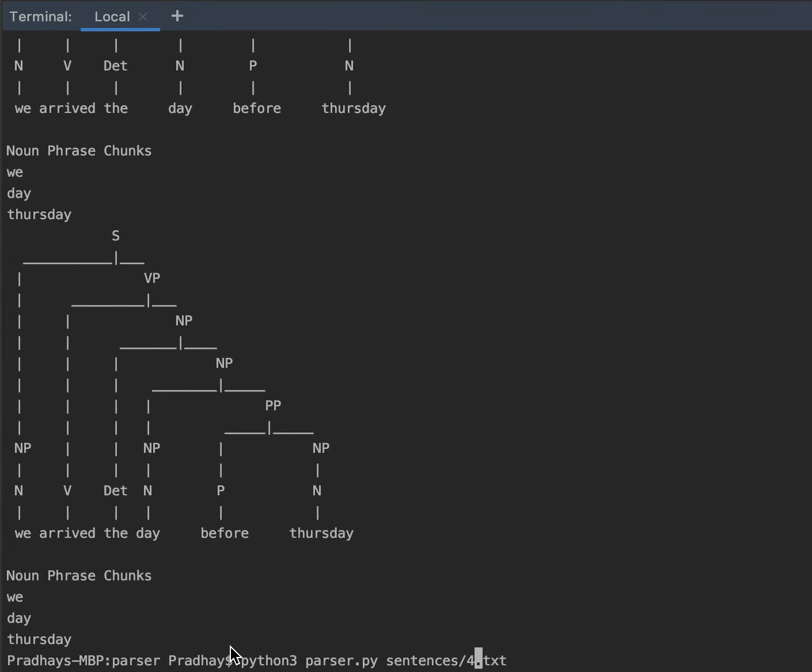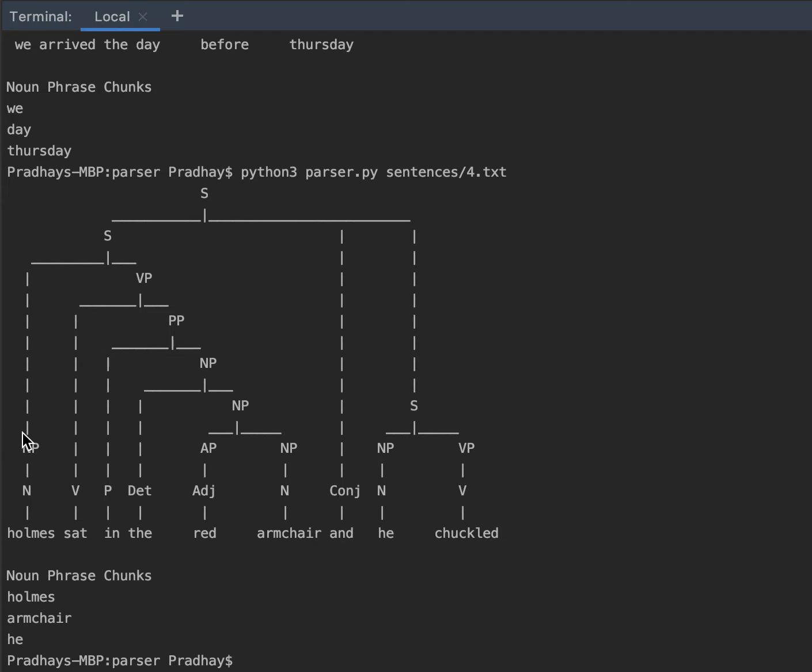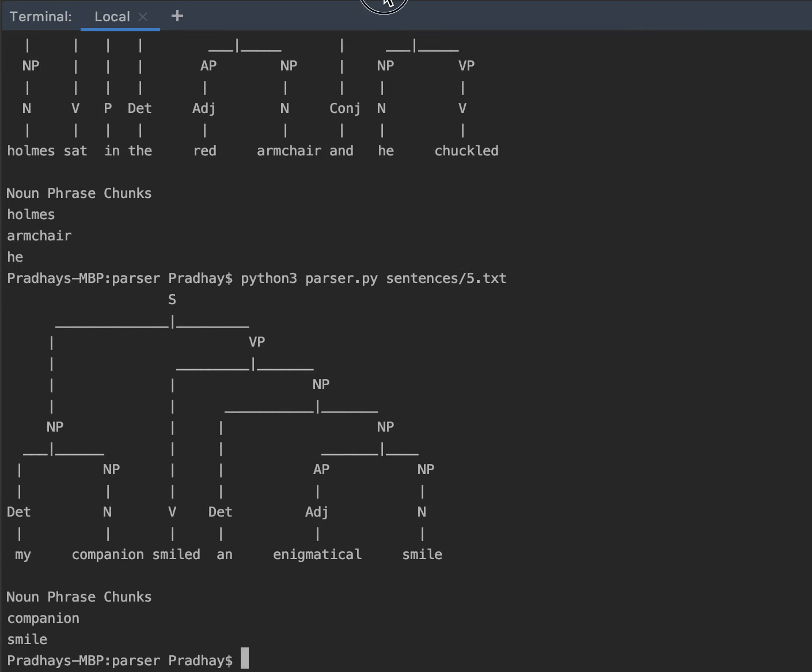Then we have the next one. Let's try 4.txt. An even bigger sentence tree. In fact, different clauses are even broken up in this one. So we have a noun phrase, verb phrase, and even in this case, we see adjectives and conjunctions and adjective phrases and noun phrases, etc., as you would see in a normal one. And then let's try 5.txt. Let's just recap what was in 5.txt: my companion smelled an enigmatical smell. Simple, but still uses the same fundamentals.